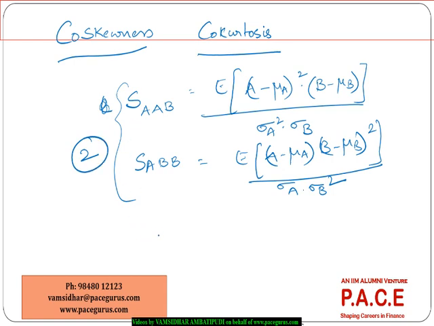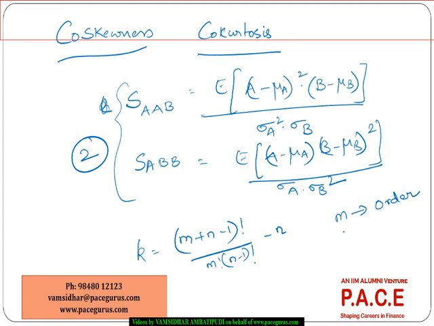And a simple way for me to understand how many cross central moments I'm going to get is to look at this formula: m plus n minus 1 factorial divided by m factorial times n minus 1 factorial. What is this m? It is the order of the central moment you require. Skewness, third order. Kurtosis, fourth order. So m is talking about the order and n is talking about the number of random variables that are there.